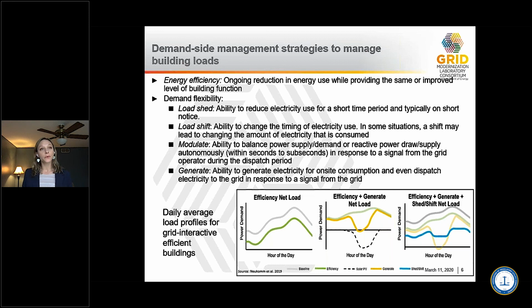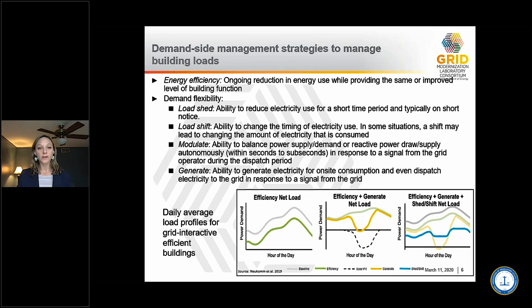So now that we know what grid interactive efficient buildings are, how can we use them? Energy efficiency and demand flexibility are demand-side management strategies that manage building loads. Efficiency reduces energy while providing the same or improved level of building function. And then there are four different modes of demand flexibility, which are shedding, shifting, modulating, and generating.